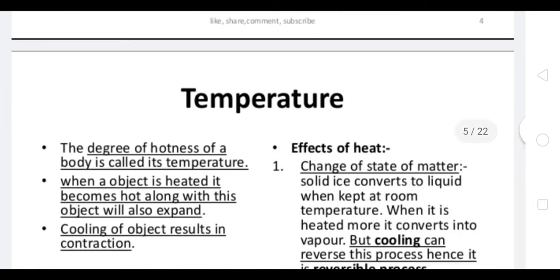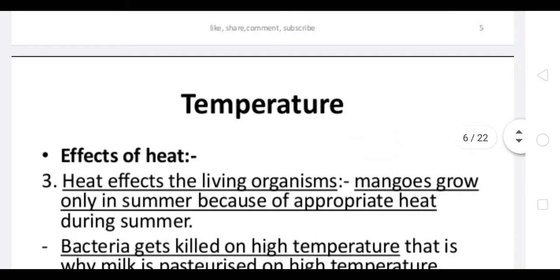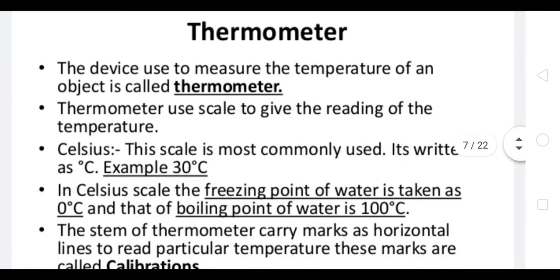The degree of hotness of a body is called temperature. Temperature is measured in units called Kelvin and degree Celsius. The instrument used to measure temperature is called a thermometer, and the SI unit is Kelvin. In the Celsius scale, it is written like the example given here, 30 degrees Celsius. The boiling point of water is 100 degrees Celsius and the freezing point of water is 0 degrees Celsius.